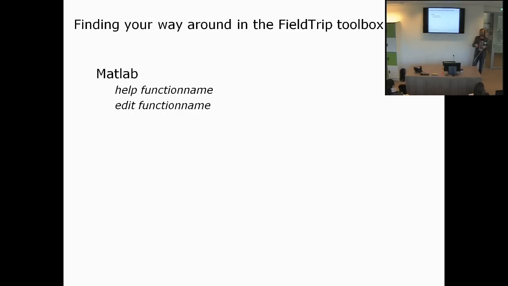So if you type help ft underscore and then press tab, MATLAB is going to show you a list of all the FieldTrip functions. And we try to structure the functions in such a way that, for example, all functions that have to do with frequency analysis start with freq. So if you do help ft underscore freq and then press tab, you're going to see a list of all the functions that pertain to frequency analysis. FieldTrip is open source. That also means that you can directly look into the function. So you can just type edit function name to see what the function is doing in detail.